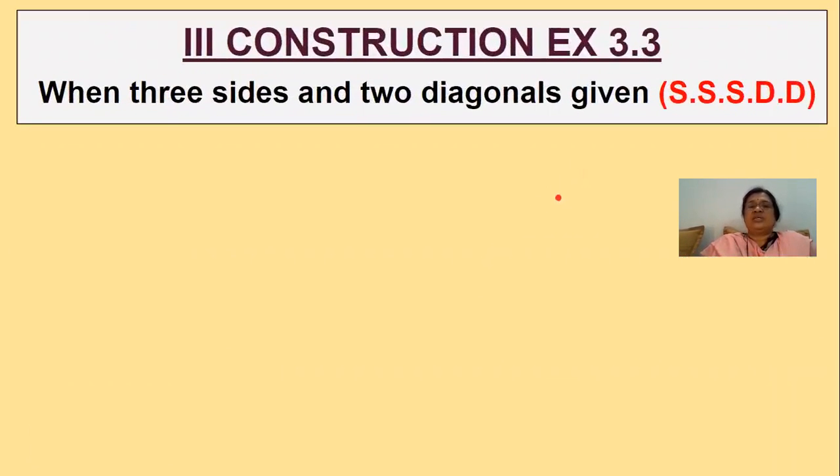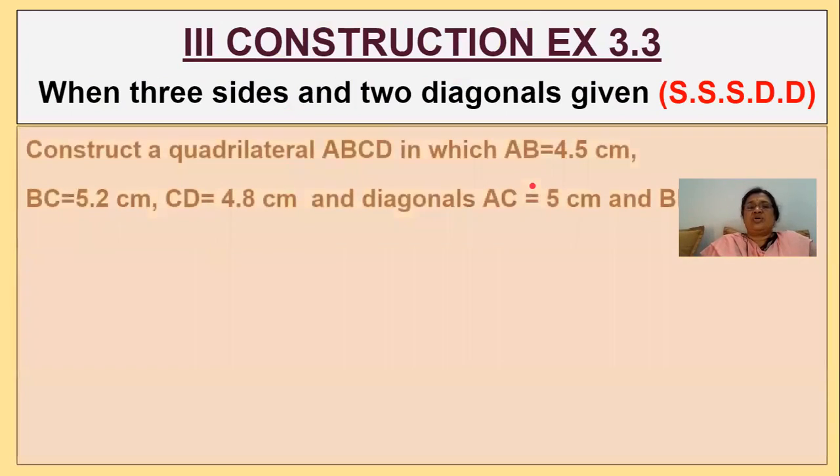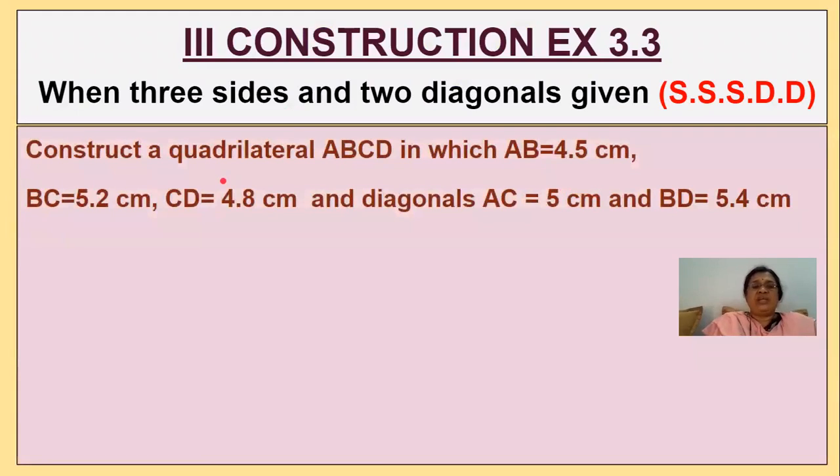So the third construction, the problems in exercise 3.3, that is when three sides and two diagonals are given. Let us draw first of all the rough diagram, and I have taken this problem.